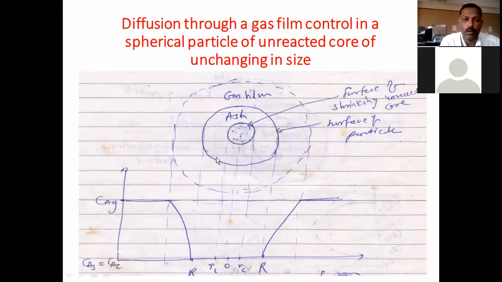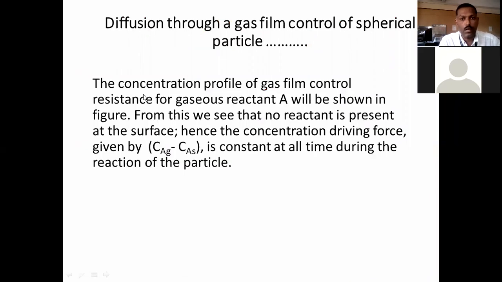Based on this, we consider the mass transfer, diffusion, and surface reaction, these two equations, and calculate the time and conversion relation in this derivation. So we say diffusion through a gas film control of a spherical particle. The concentration profile of gas film control resistance for gaseous reactant A will be shown in the figure.